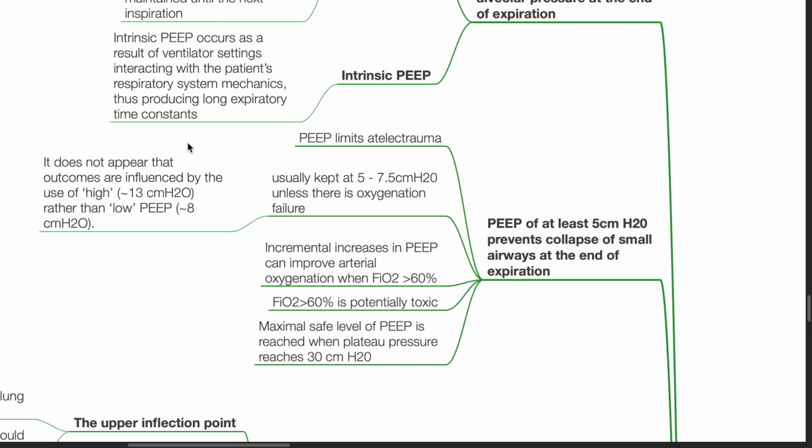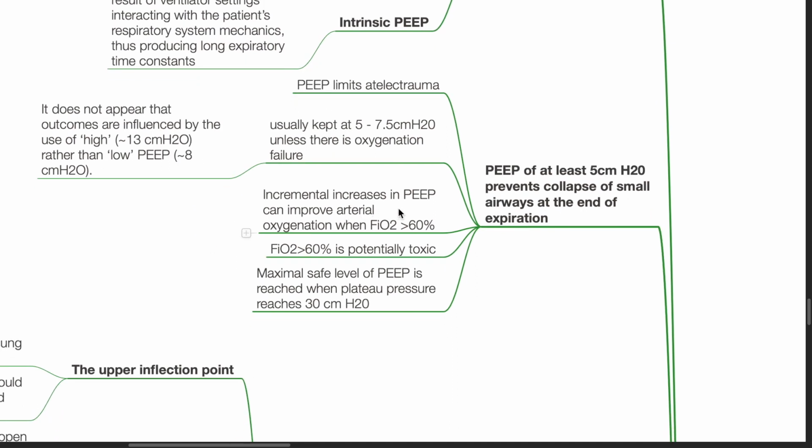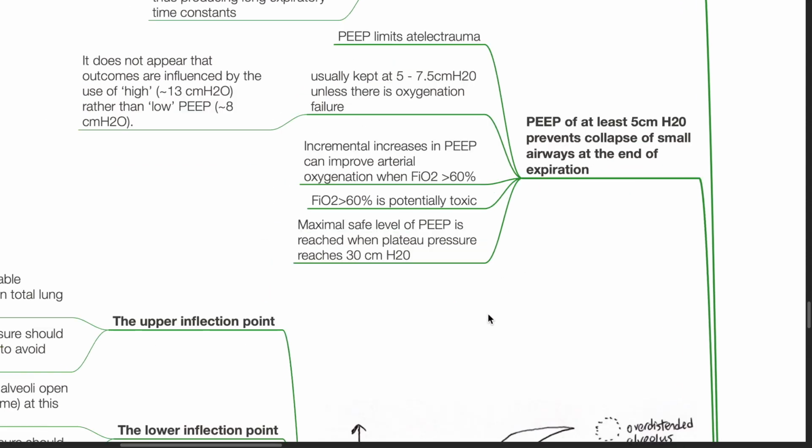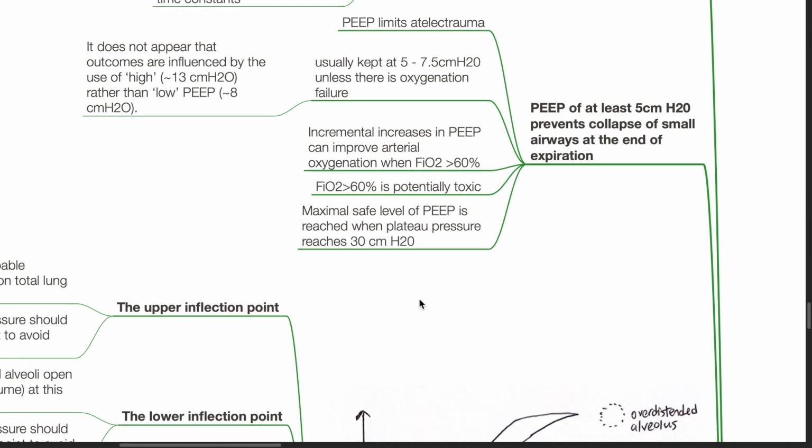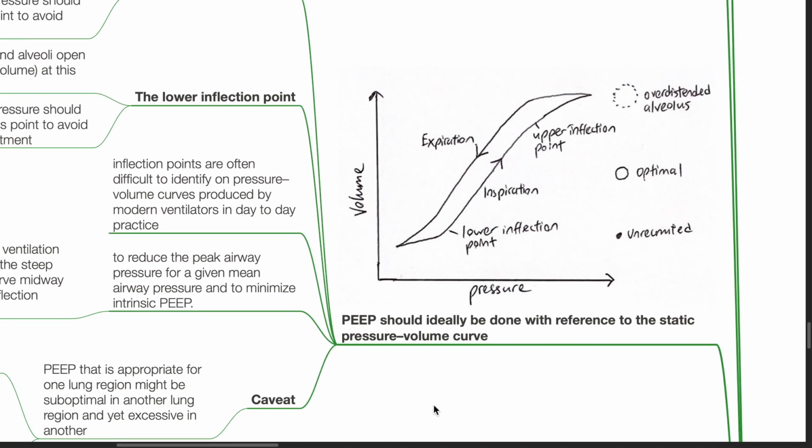Incremental increases in PEEP can improve arterial oxygenation when FiO2 exceeds 60%. FiO2 of more than 60% is potentially toxic. Maximal safe level of PEEP is reached when plateau pressure reaches 30 cm H2O. PEEP should ideally be done with reference to the static pressure volume curve.